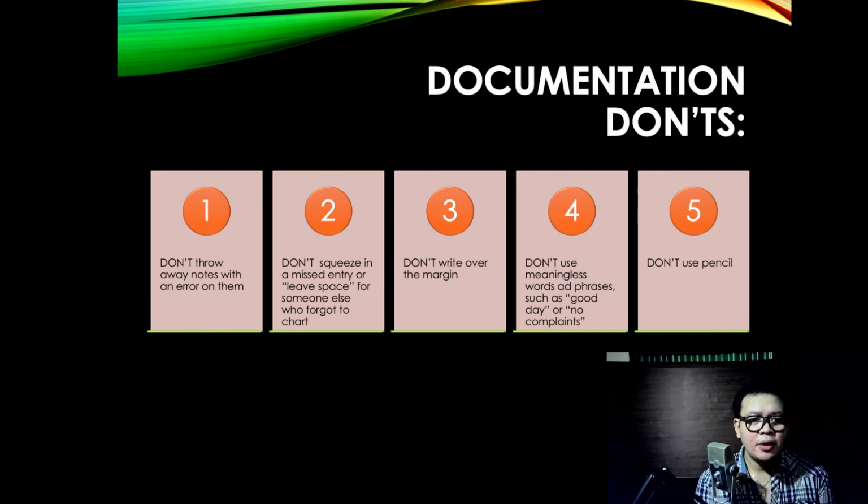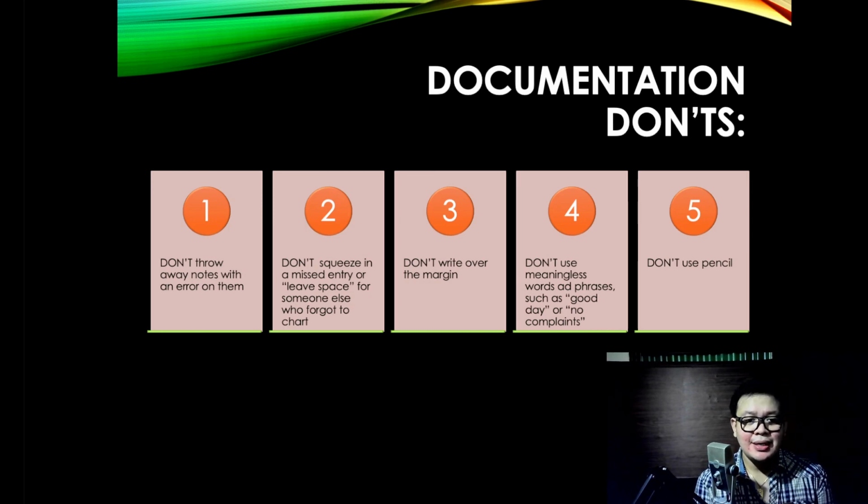Next, don't write over the margin. Make sure you consider the margins in the page. Do not write anything outside of it because that could be considered null. Whatever is inside the margin shouldn't be coming out; your documents shouldn't go beyond the margin. Oh, by the way, I forgot the second one.